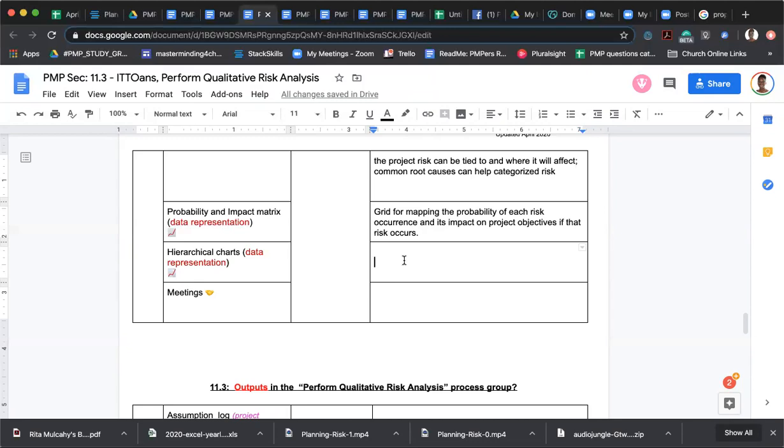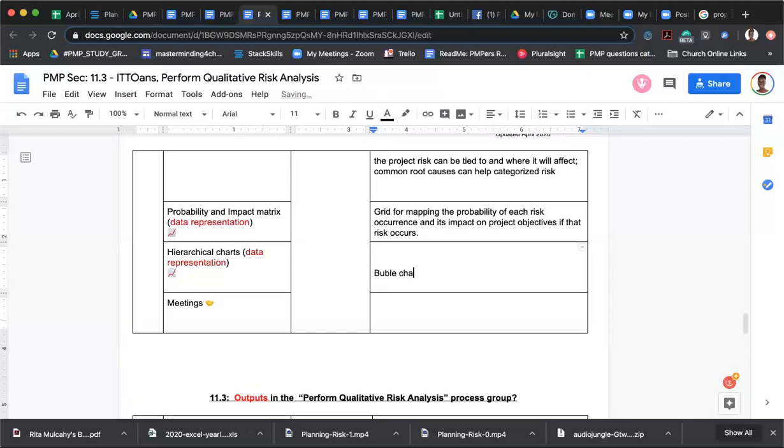E.g., hierarchical charts where risks have been categorized using more than two parameters. Right. So two of the most common ones are probability and impact, but then there could be something else, like occurrence. That's probability. So what's the other one? Acceptability and stuff like that. Yes. So, bubble chart.